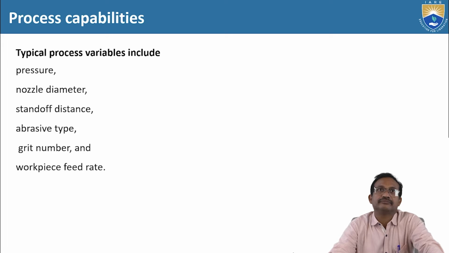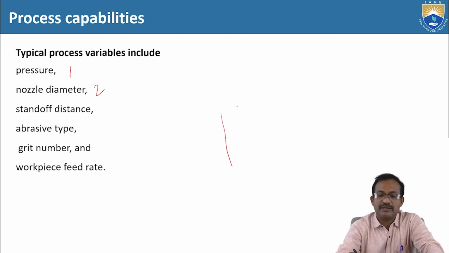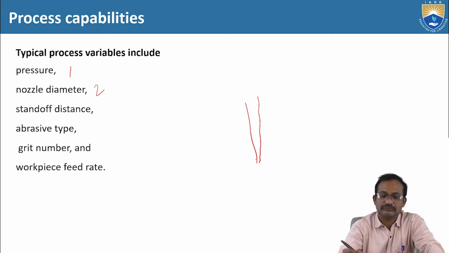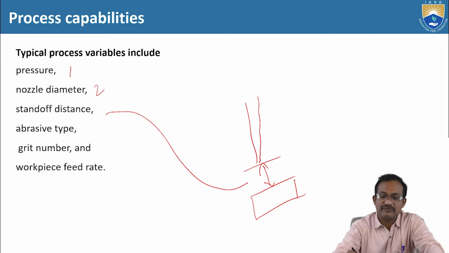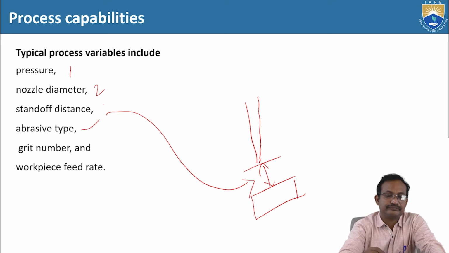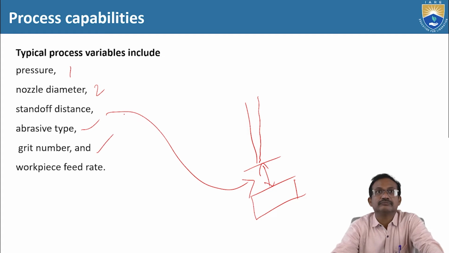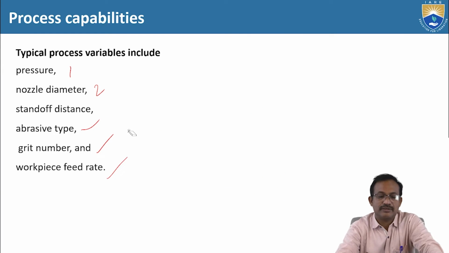Next, process capabilities. Typical process variables include pressure, that means pressure of water, and nozzle diameter. Nozzle diameter also plays an important role. Standoff distance, that is nothing but the distance between the tip of the nozzle and the workpiece surface. Next, abrasive type, grit number and workpiece feed rate. So these are the process capabilities of abrasive water jet machining.